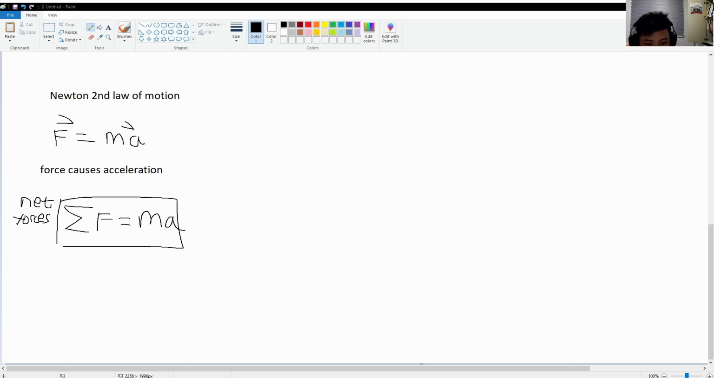So in our example of the car driving down the road, let's see if we can think about what those forces are, and how we might draw the free body diagram. So let me draw the car.